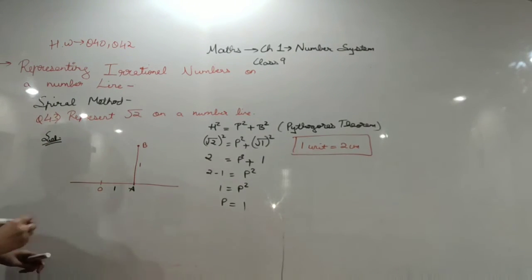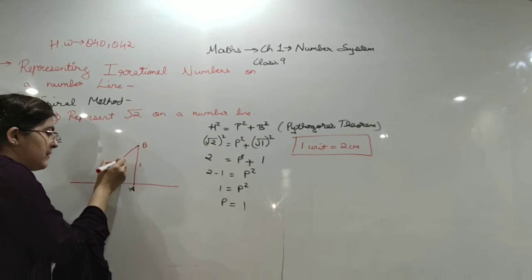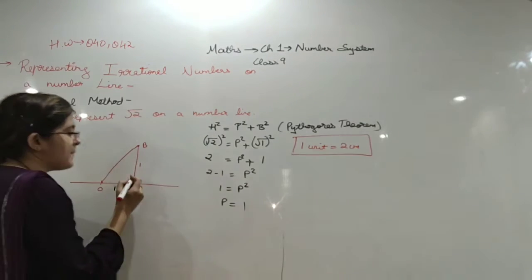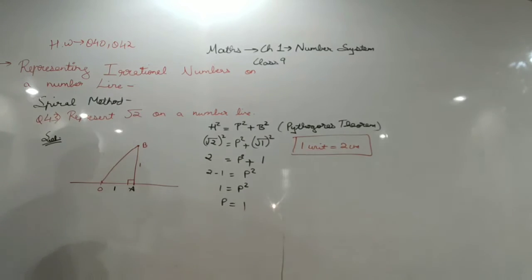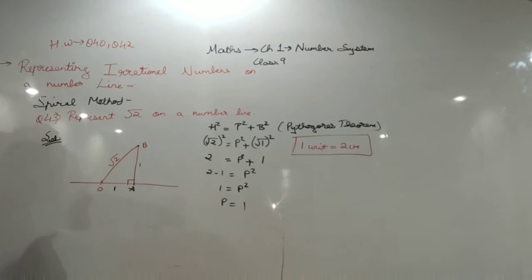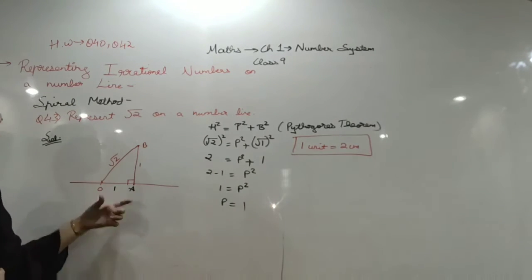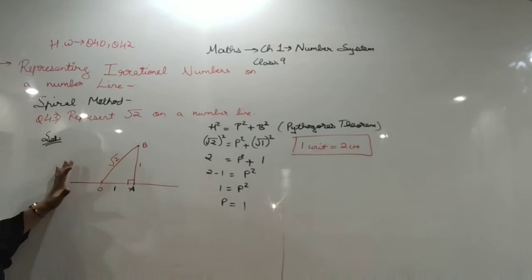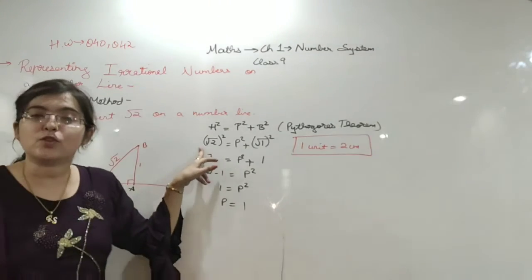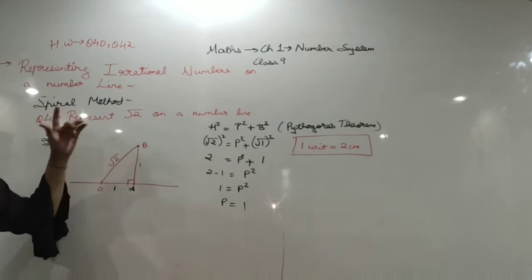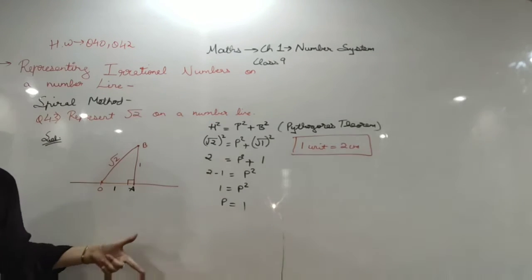Now what you will do, students, join OB. We have joined OB. Since it was a perpendicular, that means it is a right angle triangle, and your hypotenuse was root 2. As you have drawn the base and perpendicular and joined it here, that is your hypotenuse, and your hypotenuse was root 2, which was your question. Now this is root 2. Now you have to plot root 2 on the number line.